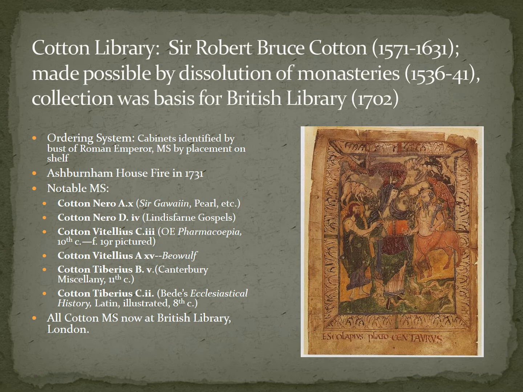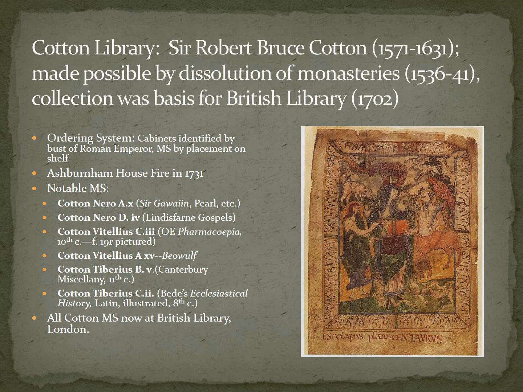Each book within this collection was further identified by its placement in a specific position on a particular shelf. Cotton's library became the basis for the British Library, which was founded in 1702. The collection, housed in its early days at the Ashburnham House, was severely damaged in a fire in 1731, with several notable manuscripts damaged and some still showing that damage to this day.